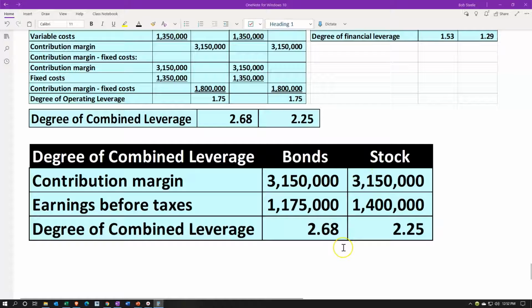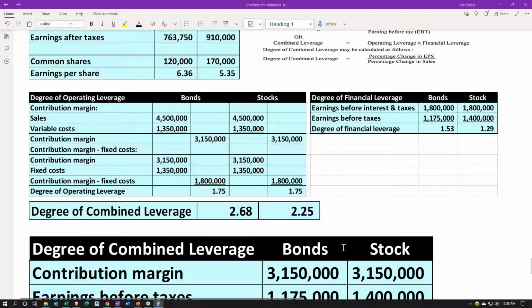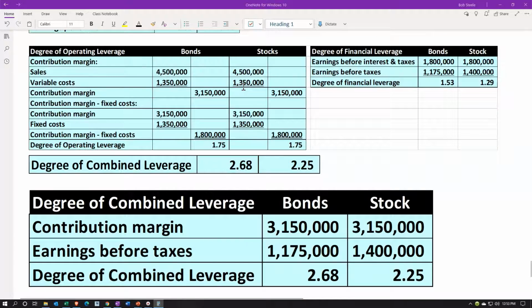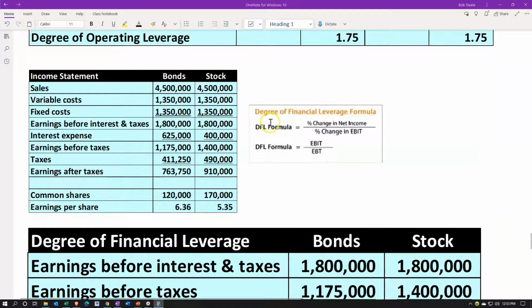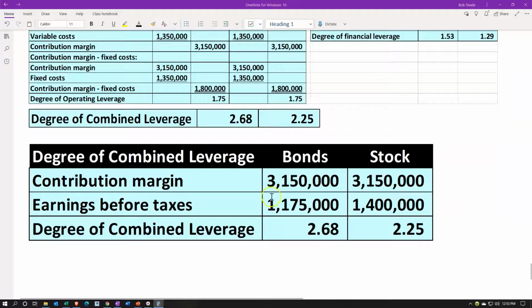Obviously, the combined leverage here is increased for the bonds due to the fact that the operating leverage was the same under each financing option, and then the bonds had the greater leverage related to the financing. So they had a degree of financial leverage that was greater, resulting in the combined leverage being greater for the bonds than the stock financing option.